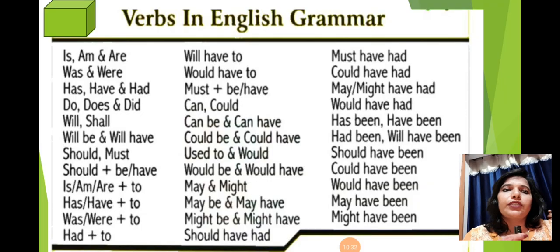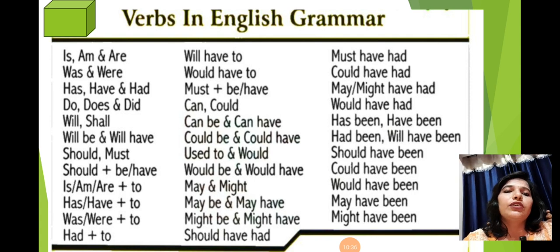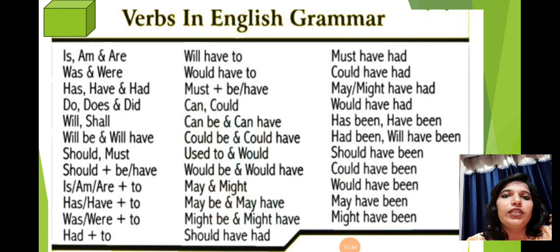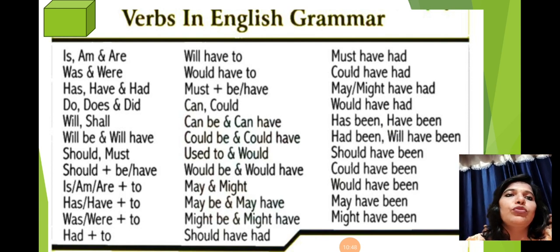So now here some sets of verbs are given. Basically the modal auxiliary verbs are here: is, am, are, was, were, has, have, had, do, does, did, will, shall, will be, will have, should, must, should have. So this is a list of auxiliary verbs. You can read it further.